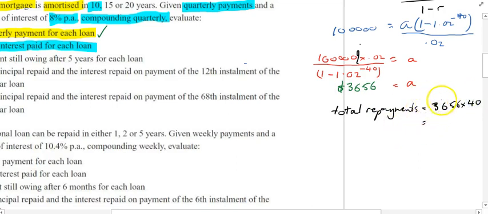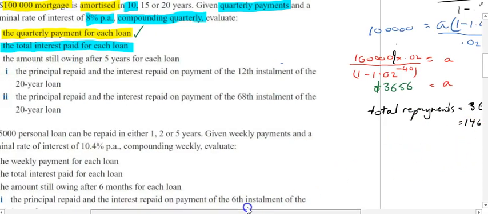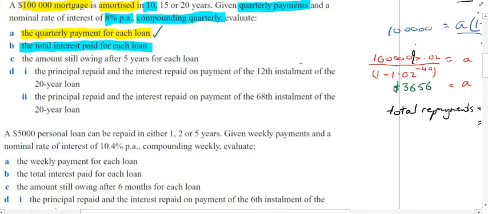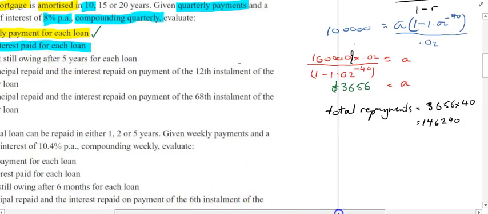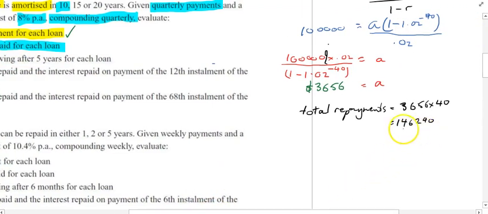Put that into your calculator and you'll get some number. You'll get 146,240. So they're the total repayments that you made. Now you didn't borrow $146,240. You borrowed $100,000. The question is the total interest paid for each loan. So you paid back the original $100,000 plus that.